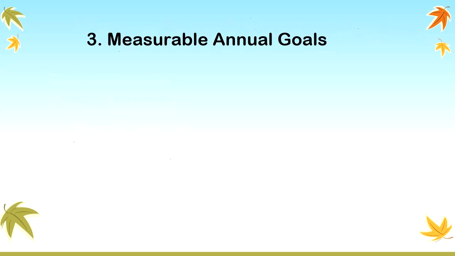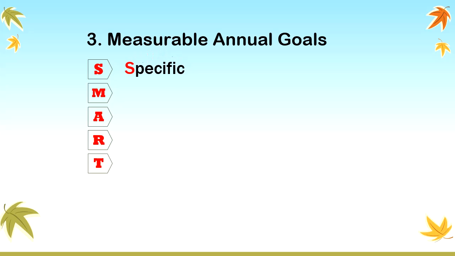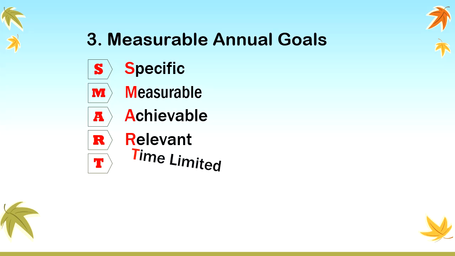The third component of IEP is measurable annual goals. The goals in the IEP should be SMART. S stands for specific, M stands for measurable, A stands for achievable, R stands for relevant, and T stands for time limited. Let's examine each of these concepts. The specific goals target areas of academic achievement and functional performance, and also include clear descriptions of the knowledge and skills that will be taught and how the child's progress will be measured.